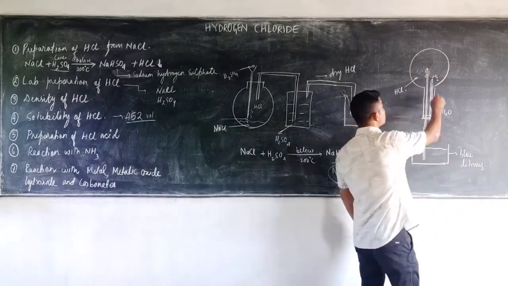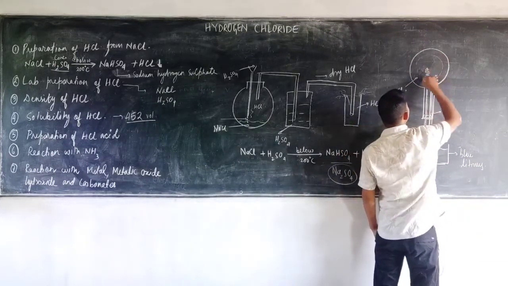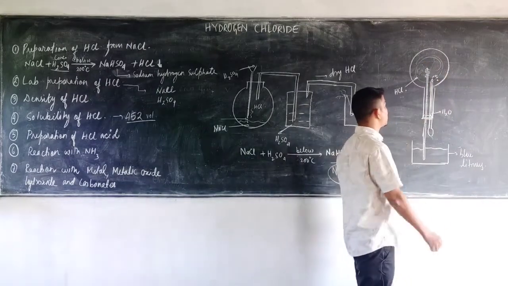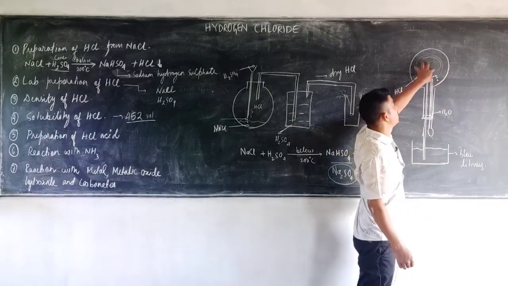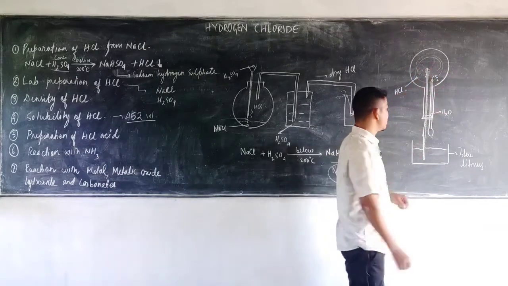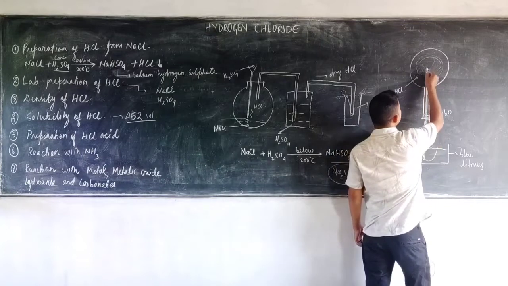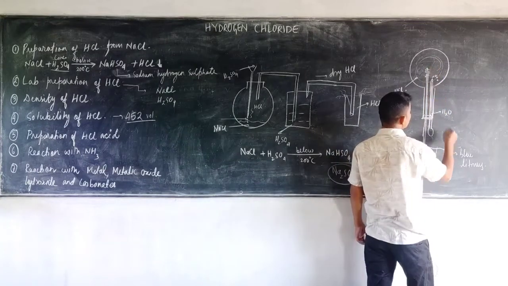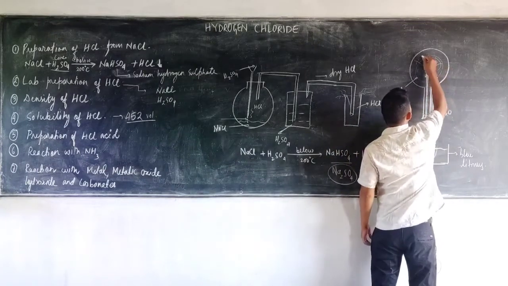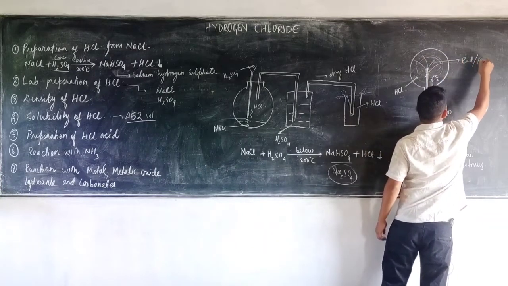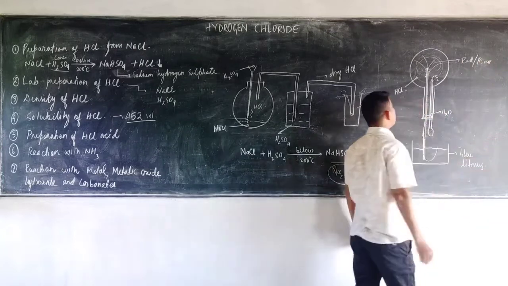These few drops of water are capable of absorbing all of the HCl present in this round bottom flask, as a result of which the pressure inside the flask decreases and the blue litmus ascends upward in the tube, and when it enters the round bottom flask, the blue litmus will appear red or pink. Okay, so we call this a fountain experiment.